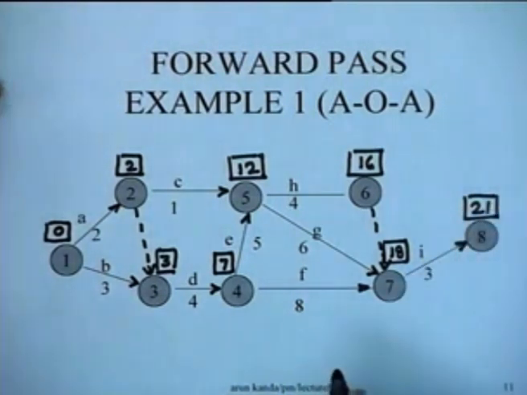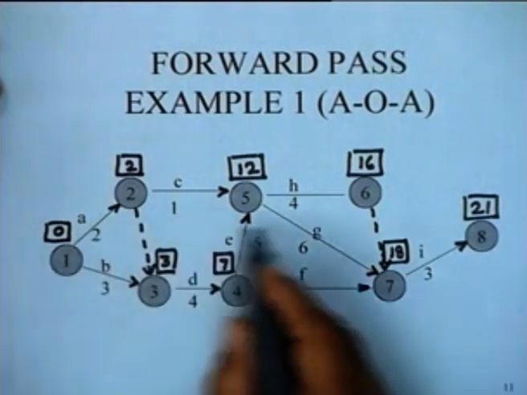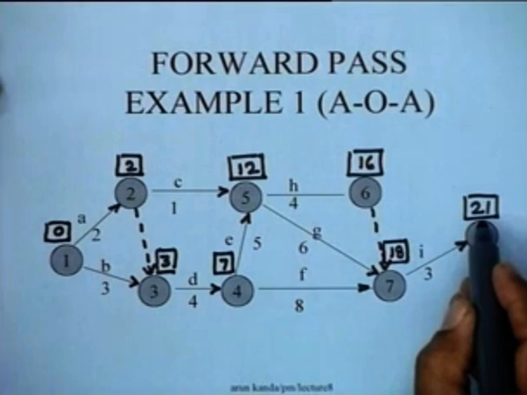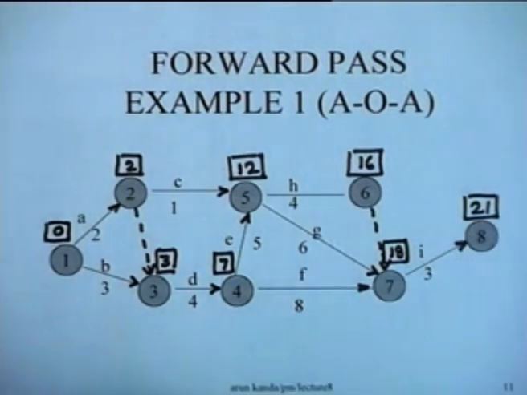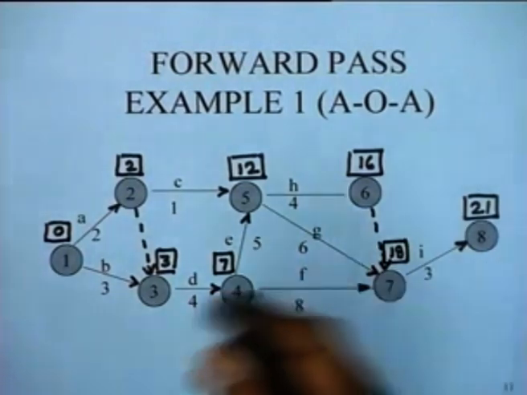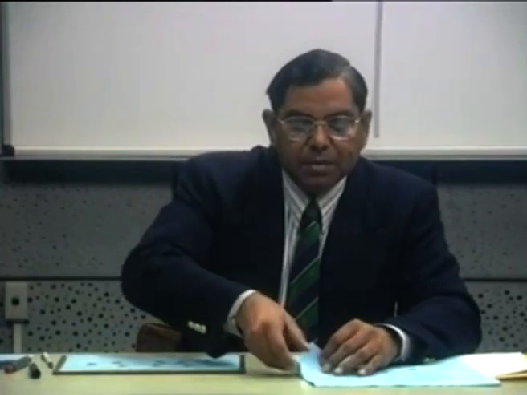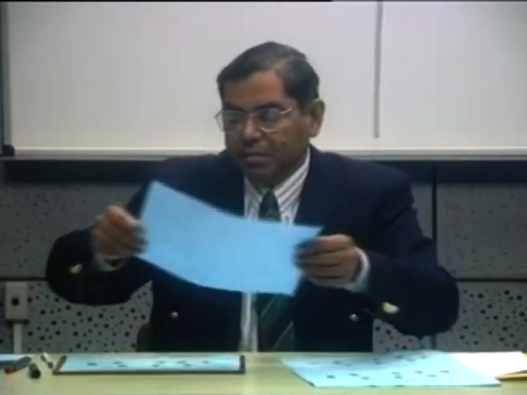The forward pass indicates that the project duration is going to be 21 days, right? That is the minimum time in which the project can be accomplished. Now, let us see how we compute what is known as a backward pass. So, let us first define the basic formulas for doing a backward pass.